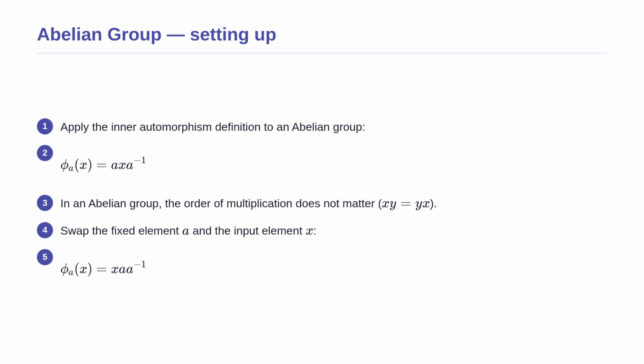Before we prove any general properties, let us see this with a concrete example. Let us see what happens when we apply an inner automorphism to an abelian group. Remember, an abelian group is highly symmetric, meaning the order of multiplication does not matter. We start with our standard definition, a times x times a inverse. Normally, we would be stuck here. However, because the group is abelian, we are allowed to swap the order of any two adjacent elements. We swap the a on the far left with the x, bringing a and a inverse right next to each other.